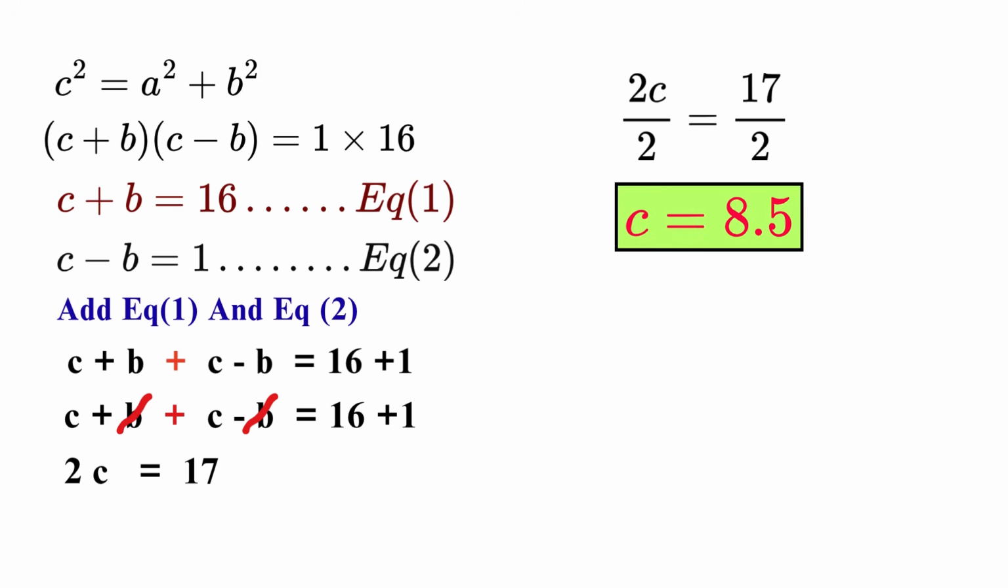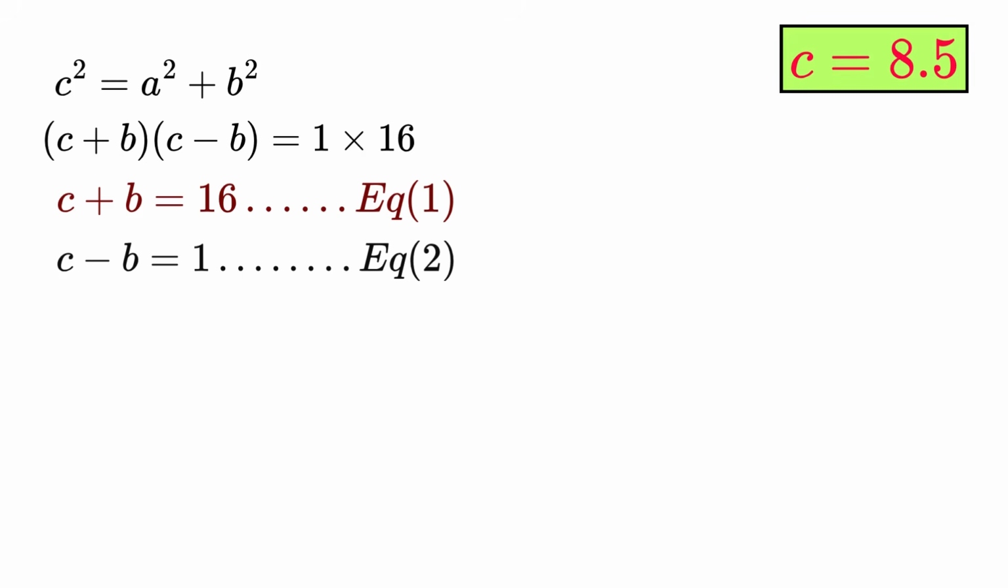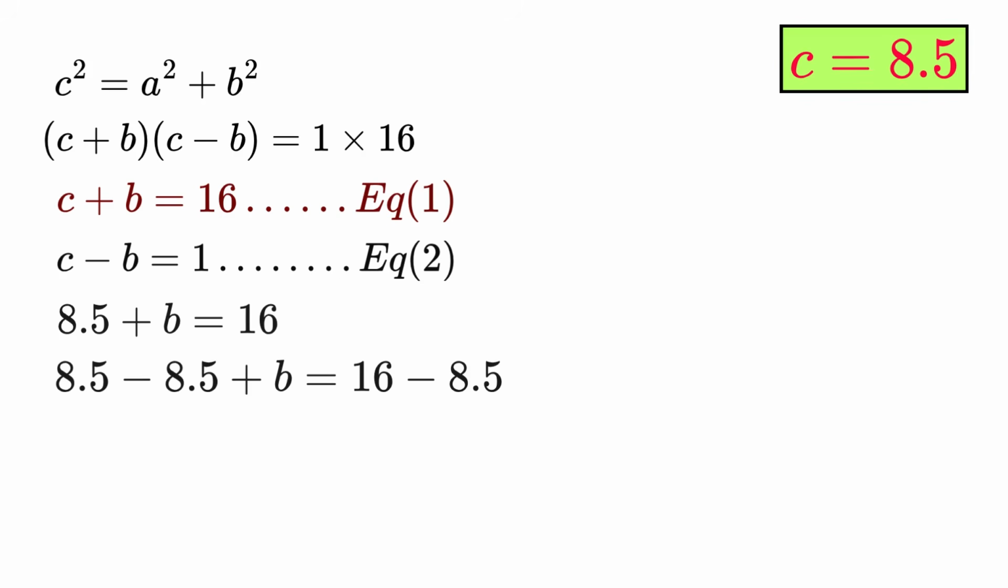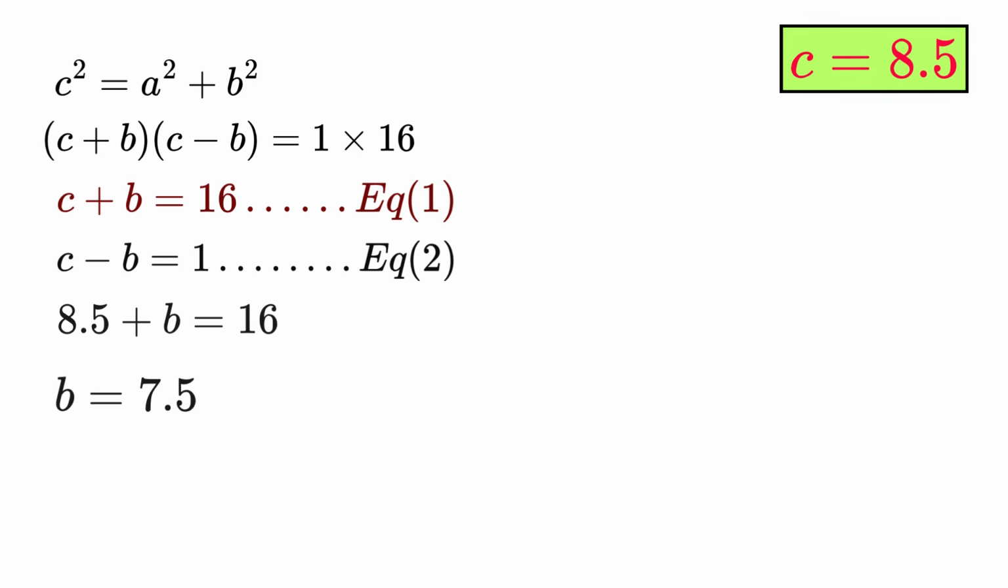Great! We have the value of c. Now let's find b. We'll substitute c equals 8.5 back into equation 1. Remember, equation 1 says c plus b equals 16. So we write 8.5 plus b equals 16. To solve for b, we subtract 8.5 from both sides. This gives us b equals 16 minus 8.5, which equals 7.5 units. Perfect! We've found both values.